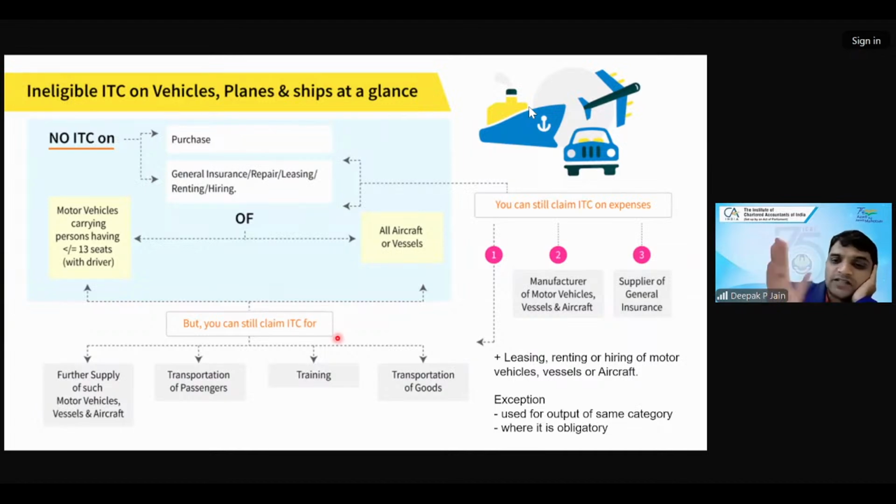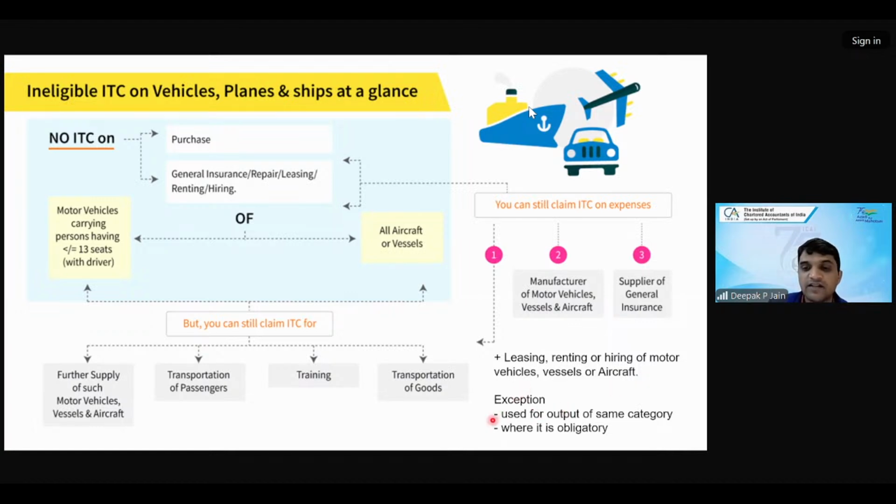Okay. Apart from this, if you're doing any leasing, here it is, where it is leasing, renting, or hiring of motor vehicles. You are taking a cab. You're not buying a car. Now, buying a car is not available. Insurance and repairs and maintenance is not available. But now you're saying, okay, I will not buy the car. I will hire a car. When is it available? No, still it is not available. Any kind of leasing, renting, or hiring of motor vehicles, vessel, or aircraft, credit is not available.